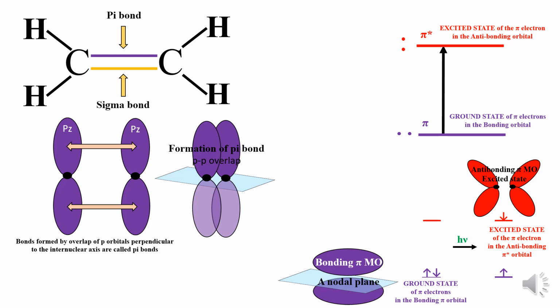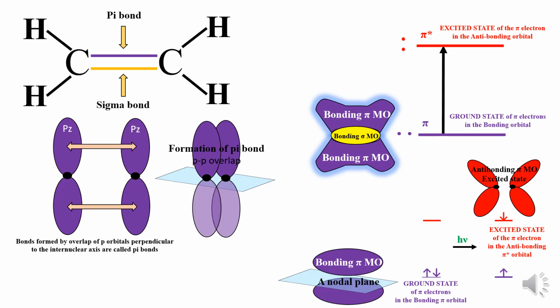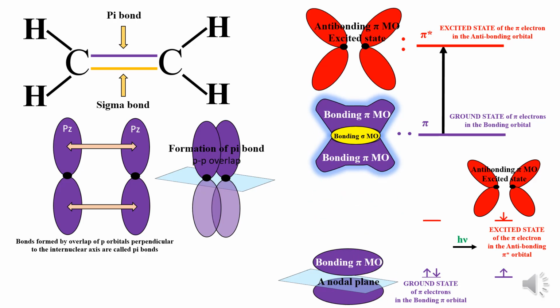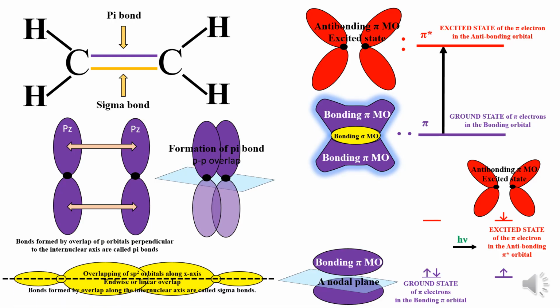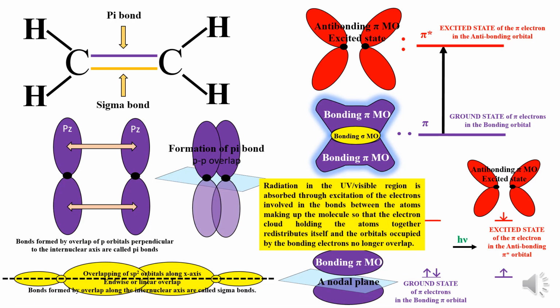I have color coded the ground state and the excited state of pi electrons. The bonding pi molecular orbital is represented in purple color, while the antibonding pi molecular orbital in the excited state is highlighted in red. So radiation in the UV visible region is absorbed through excitation of electrons involved in the bonds between the atoms making up the molecule. So the electron cloud holding the atoms together redistributes itself and the orbitals occupied by the bonding orbitals no longer overlap.